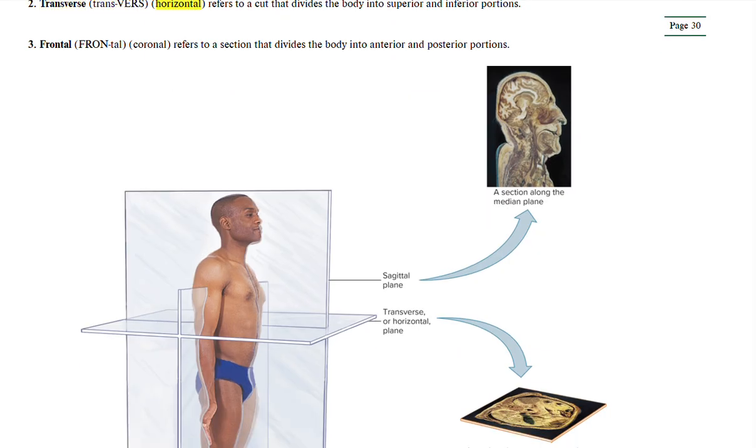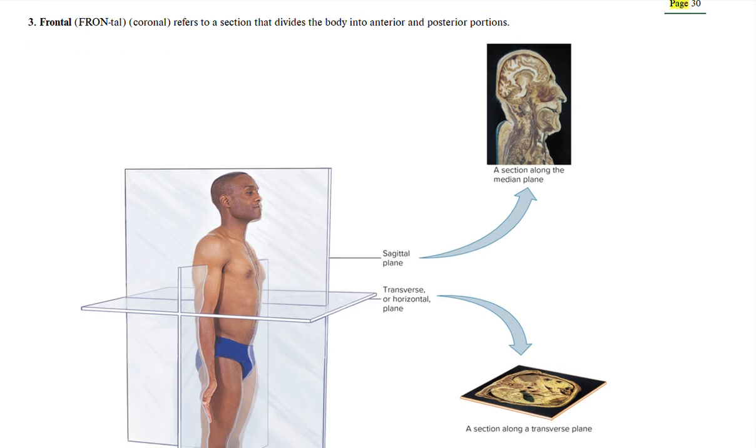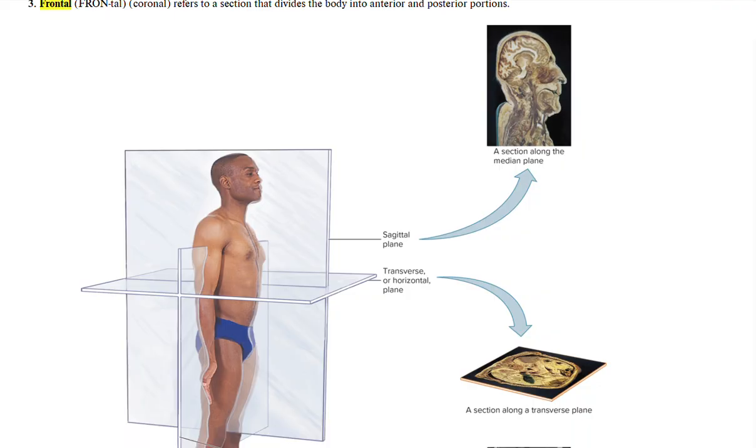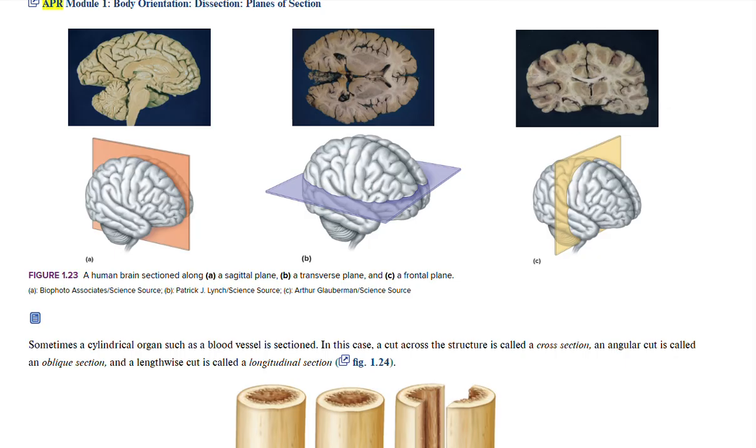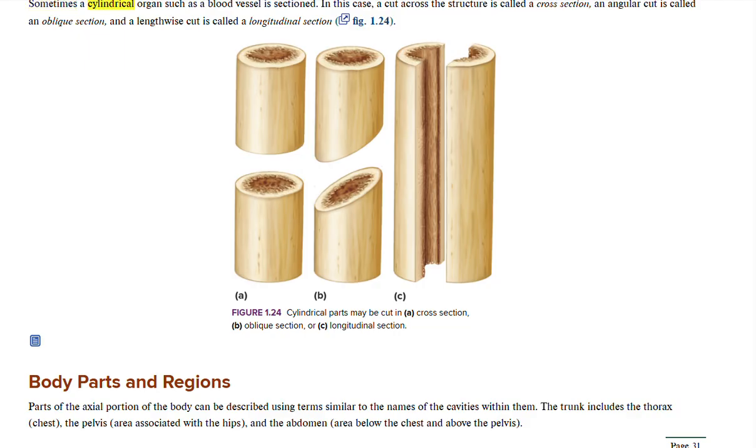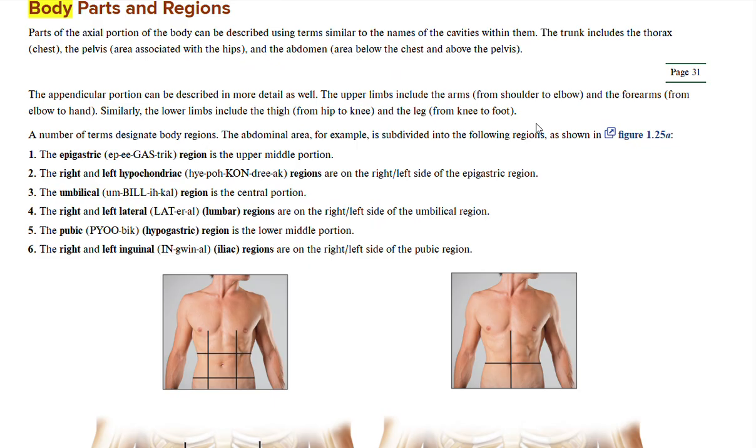Transverse, horizontal, refers to a cut that divides the body into superior and inferior portions. Page 30. Frontal, coronal, refers to a section that divides the body into anterior and posterior portions. APR Module 1, Body Orientation, Dissection, Planes of Section. Sometimes a cylindrical organ such as a blood vessel is sectioned. In this case, a cut across the structure is called a cross-section, an angular cut is called an oblique section, and a lengthwise cut is called a longitudinal section, figure 1.24.